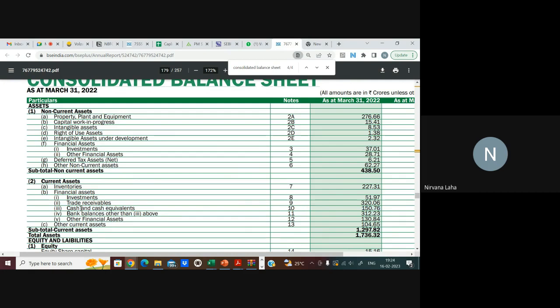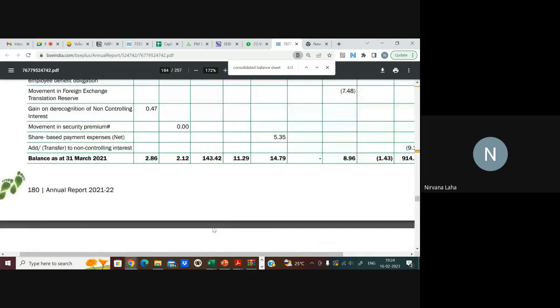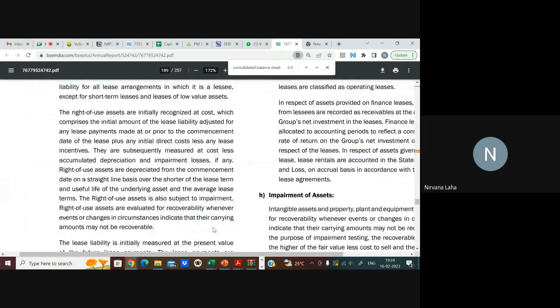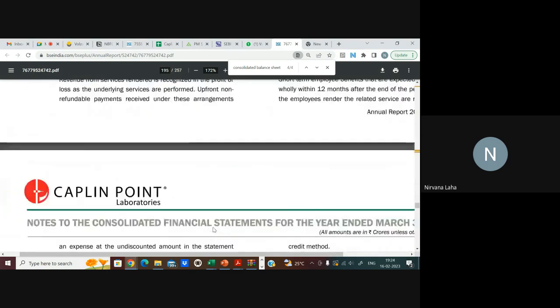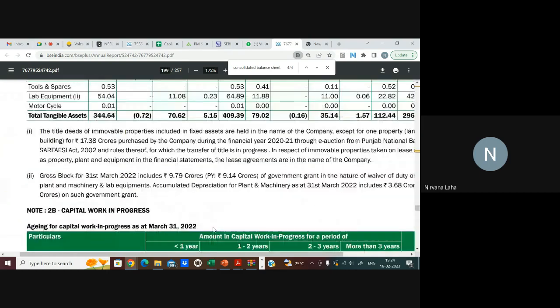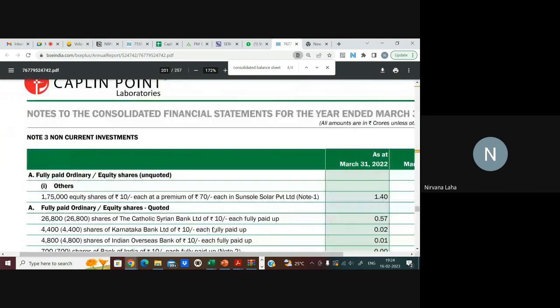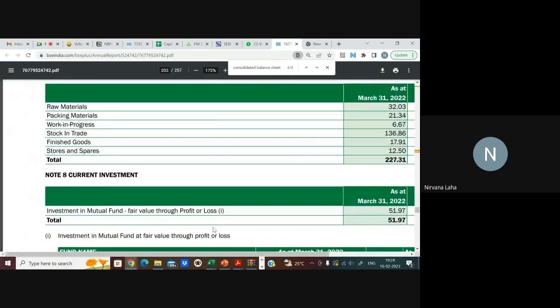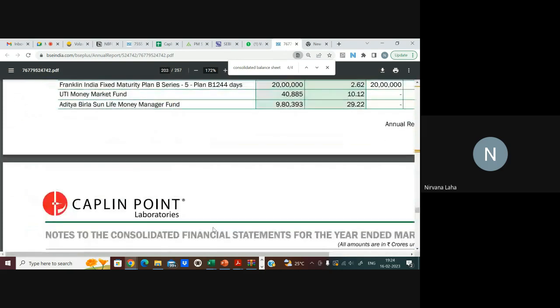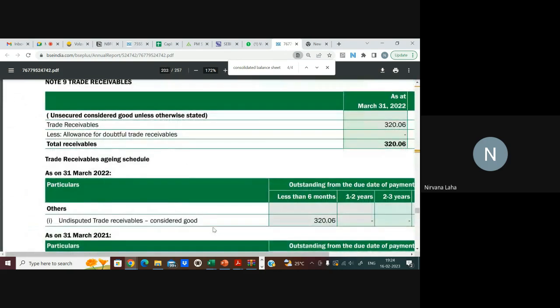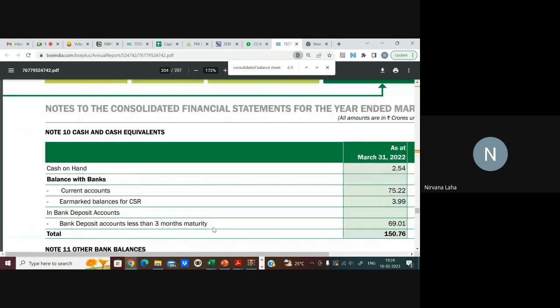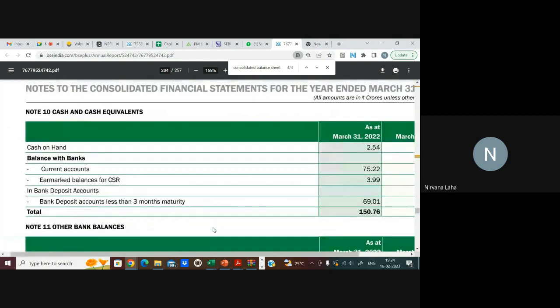What we'll do is we'll quickly go down and see the details. So number 10 and number 11. So let's go down. You have the details for each item below the notes. So number 10 is here. Number 10, cash and cash equivalents.